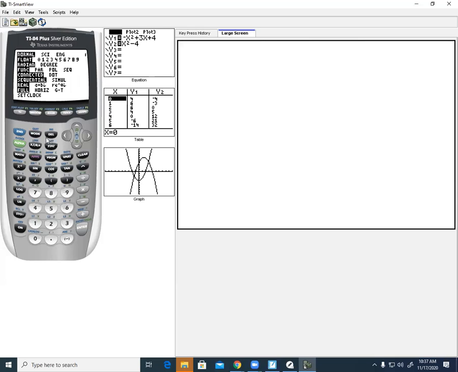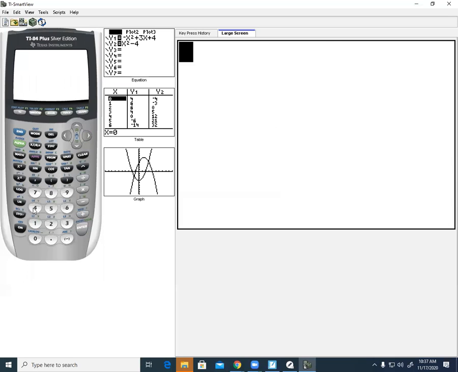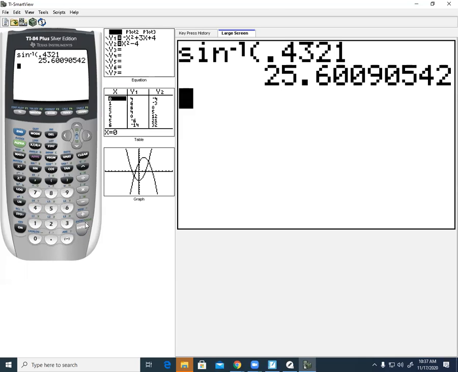So I'm going to make sure my calculator is thinking in degrees. I'm going to go down to degrees and select that. And then I want to find the inverse sine of 0.4321, and I'm going to hit the enter button. This tells me that my angle is about 25.6 degrees.